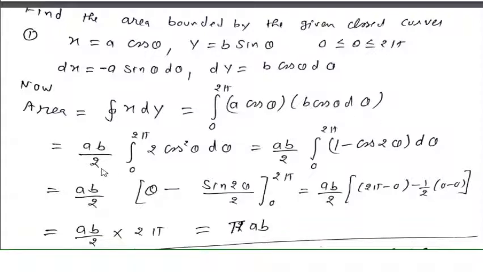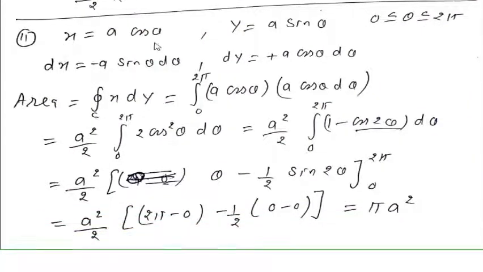Multiply and divide by 2, it is cos square theta, 2 into cos square theta. Replace 2 cos square theta by 1 plus cos 2 theta. The integration of 1 is theta, and the integration of cos 2 theta is sin 2 theta by 2. Substitute the limits, 2π minus 0, sin 4π is 0 and sin 0 is 0, so we got πab. If you observe, it is the parametric equation of the ellipse. We know that the area of the ellipse is πab, so the formula is working fine.